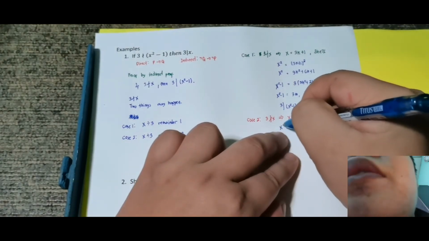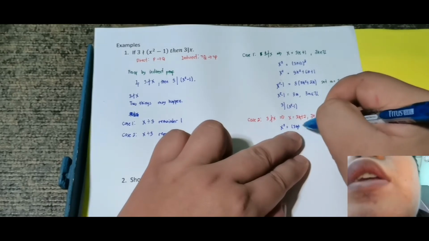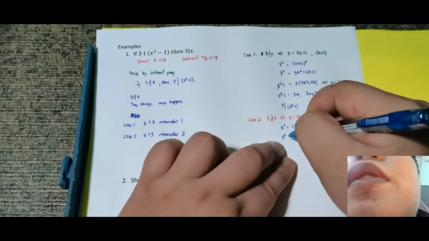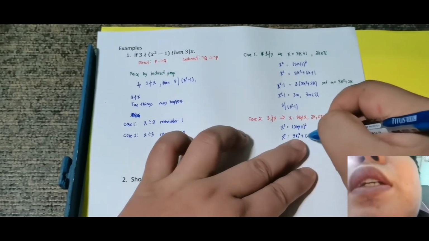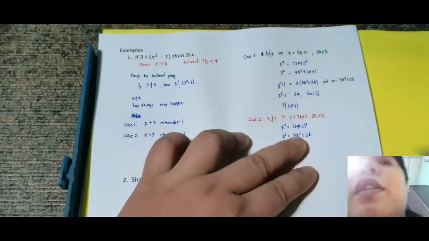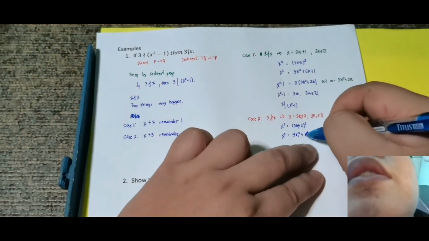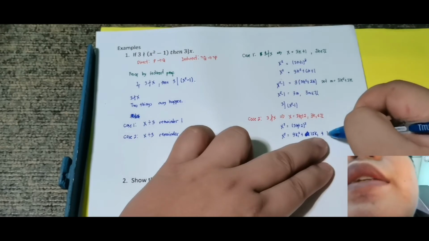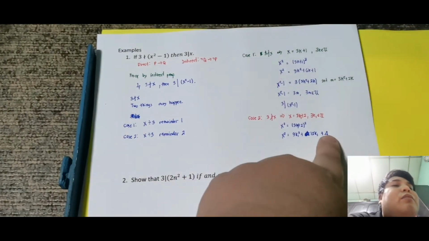So, x squared is equal to (3k sub 1 + 2) squared. So, x squared is equal to 9k sub 1 squared plus 6k... Tama ba? That is 12k, sorry. That is 12k sub 1, plus 4. Okay, so ang gagawin ko, hihiwalay ko yung 1 dito.